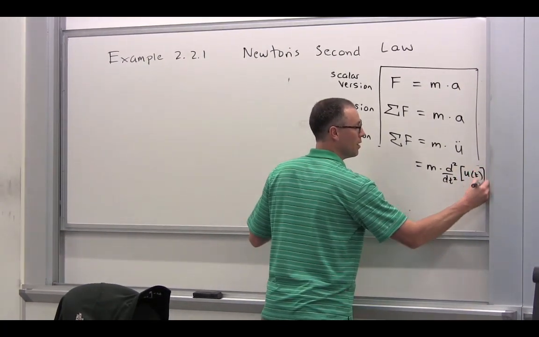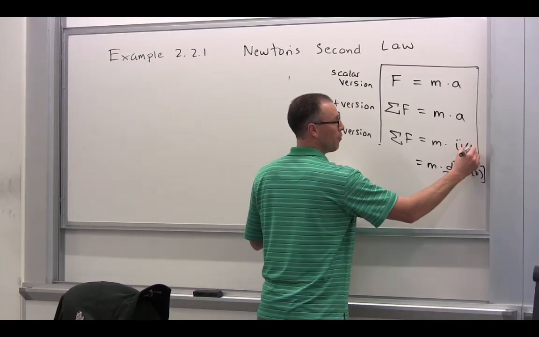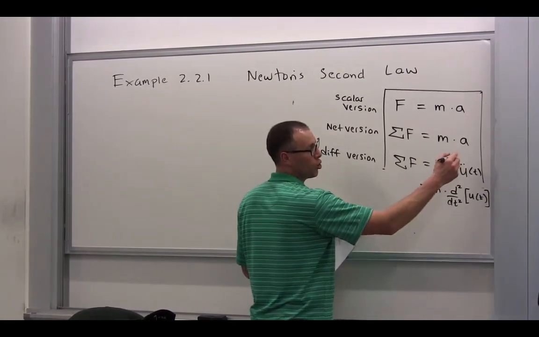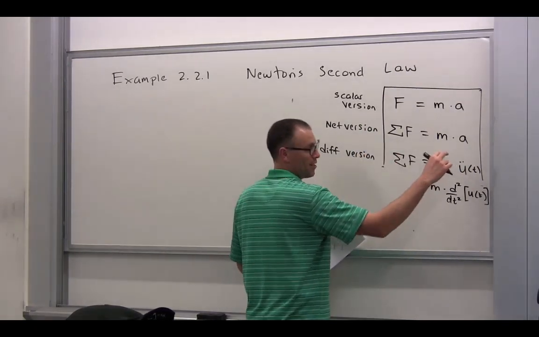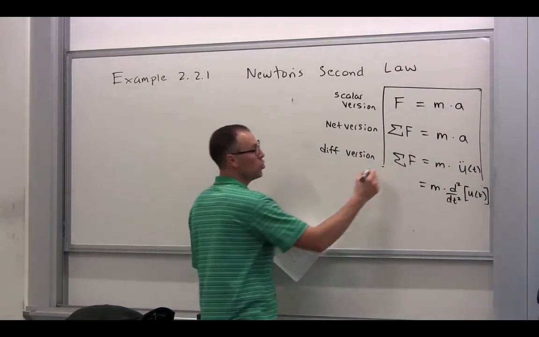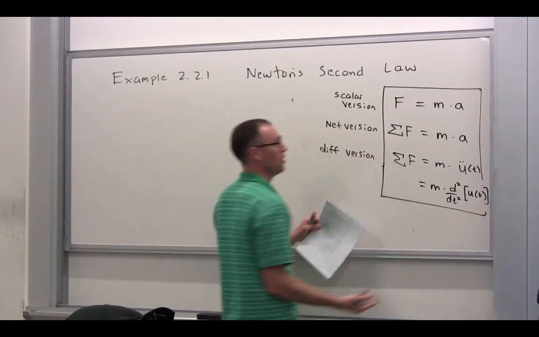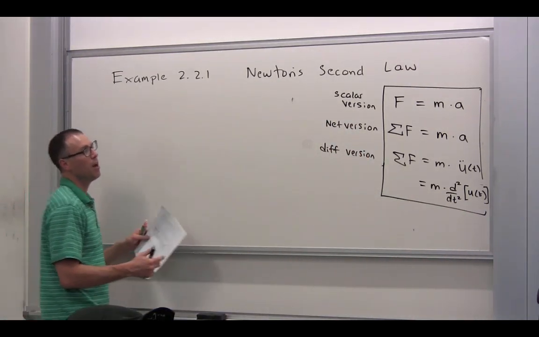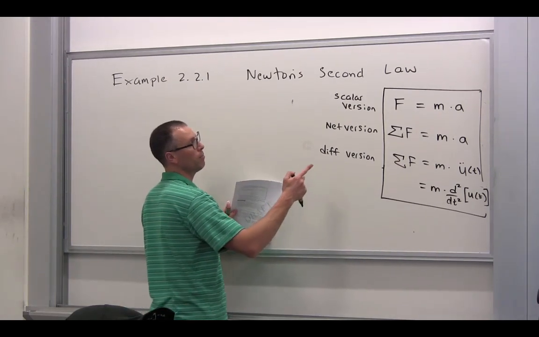You might actually write that last one as m times the second ordinary derivative of u of t. This is called dot notation. Have you seen that before? It's engineering notation for the second derivative. It's u double dot. That means the second derivative, or it also means the acceleration. And those are all different versions of how we realize Newton's second law.